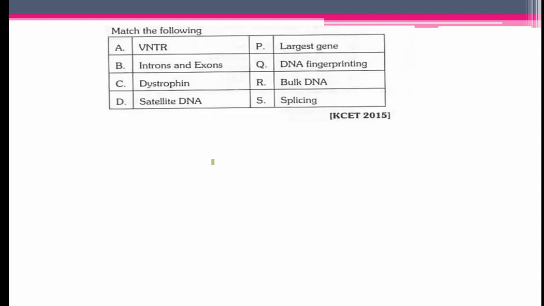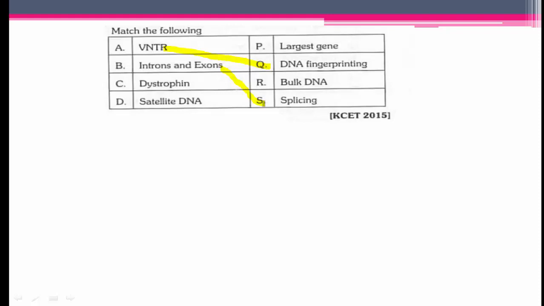Then, match the following. VNTR, variable number tandem repeats: where is it used? It is used for DNA fingerprinting. Introns and exons: for mRNA, non-coding introns are removed through the process called splicing. The involved proteins are called spliceosomes.